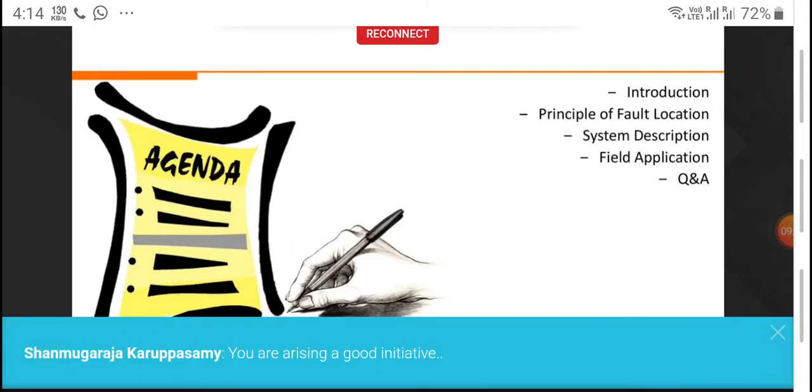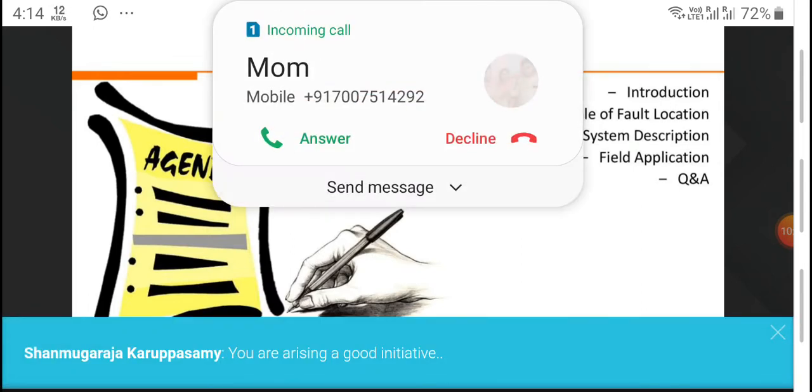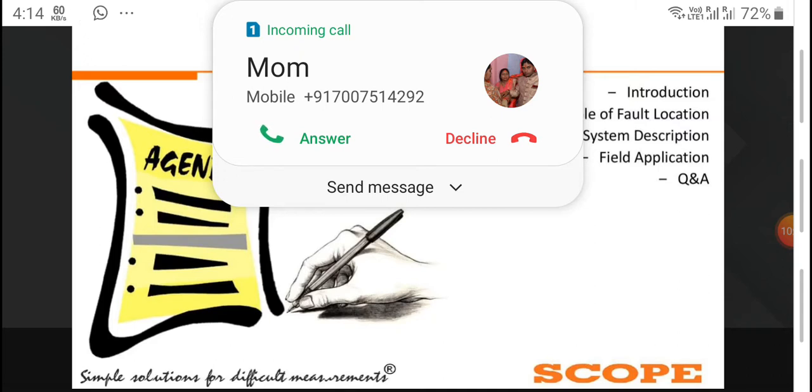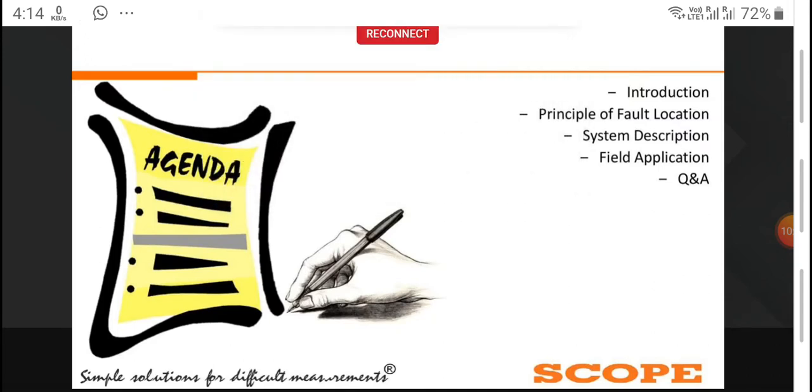Now, this will be the agenda for today's session. First, we'll look at the introduction of the traveling wave fault location system, why we require that, and what they are to be exact. What is the principle of fault location in a transmission? We'll look at the system description, what they should be, how a traveling wave fault locator system should look like. Then we'll see some field applications, and then we can have a Q&A session.